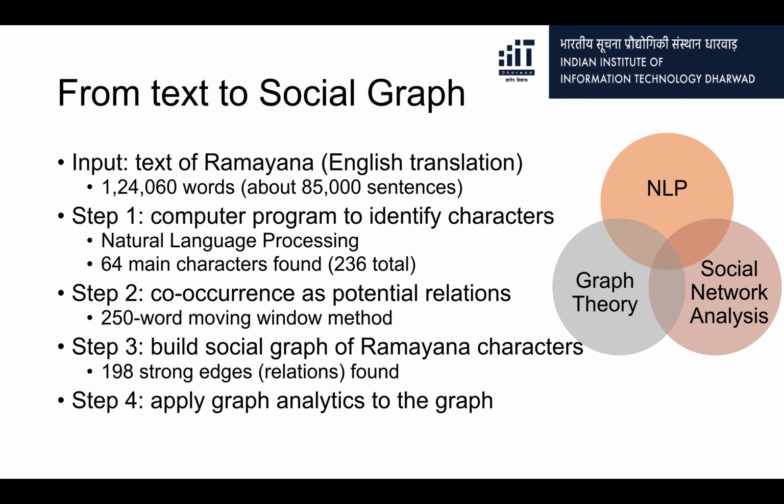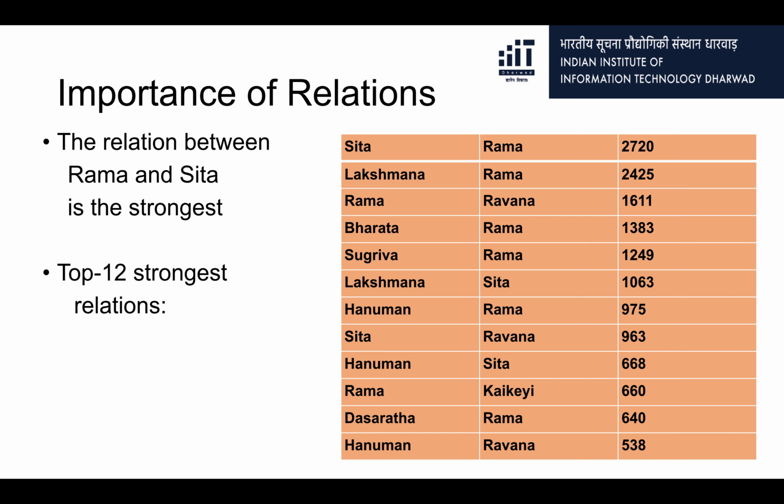So, now you get a matrix, essentially an adjacency matrix for this graph, where the entry in each cell is the number of times that particular pair of characters co-occurred in the text of Ramayana. They were mentioned together within a window of 250 words. And we find, if you analyze that as the thickness or the strength of the relationship, the most common relationship is between Rama and Sita. 2720 times they were mentioned together.